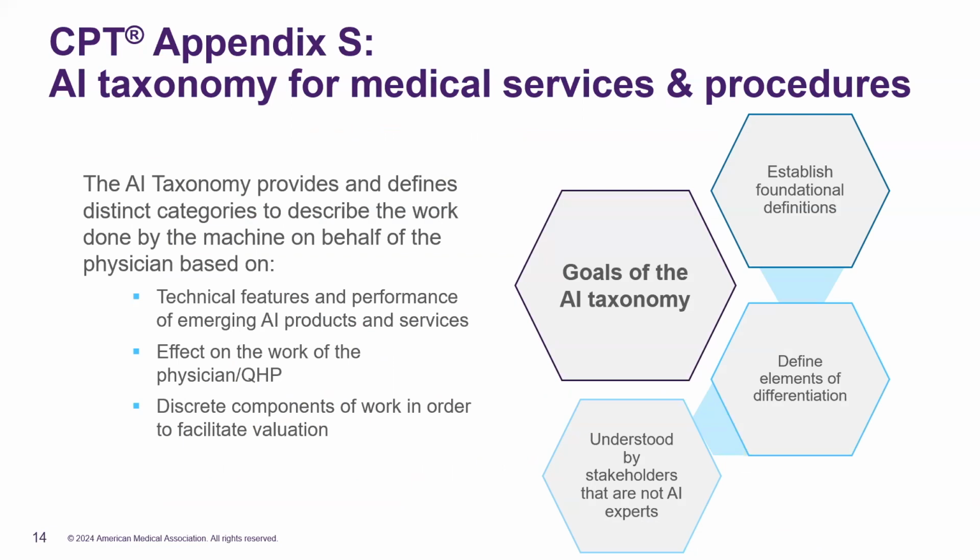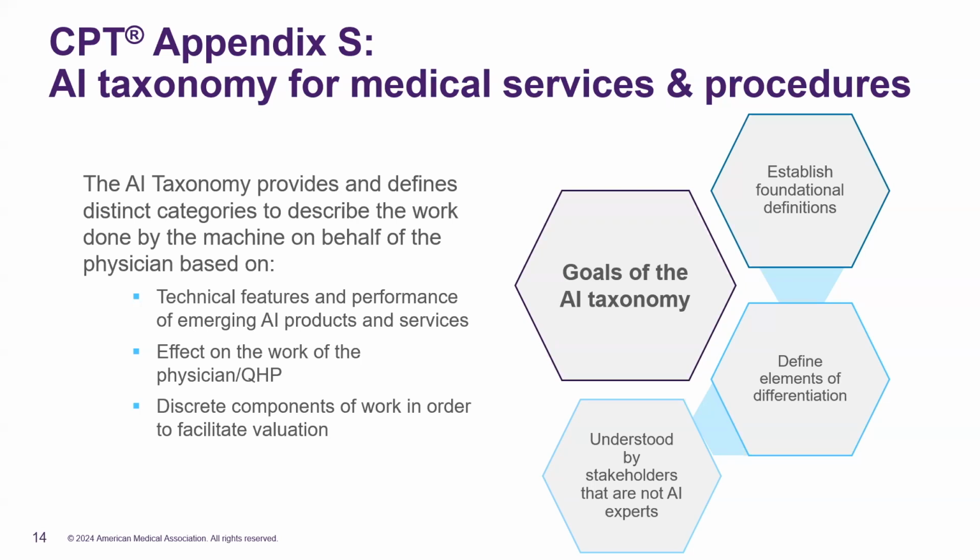The goals of the AI taxonomy are threefold. First, it is to help both panel members and stakeholders in the CPT process make decisions by establishing foundational definitions relevant to the CPT code set. Second, it is to define the elements of differentiation between AI services. And third, it is to be easily understood by educated healthcare stakeholders who are not AI experts, but understand the CPT code set and reporting professional services.